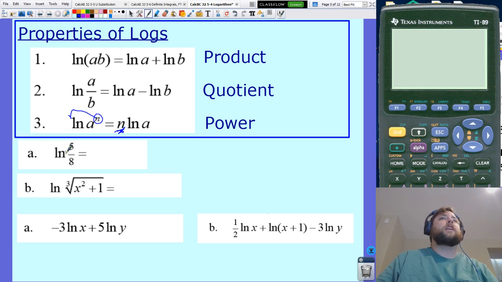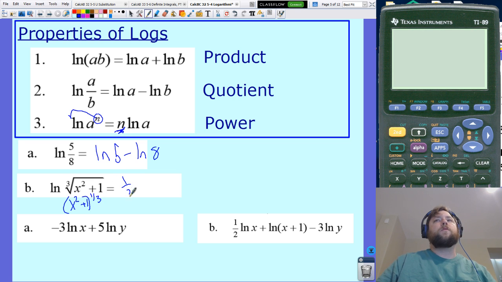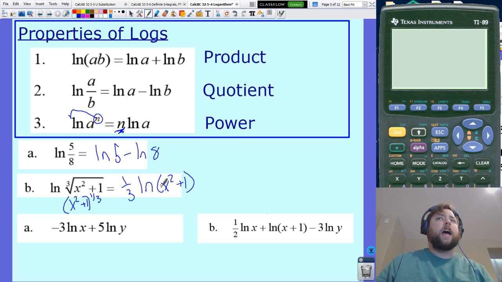So maybe if I wanted to take a problem like this and expand it, this would expand to natural log of 5 minus log of 8. This one, so this cube root is the same thing as x squared plus 1 to the 1/3 power. So I can rewrite that as 1/3 natural log of x squared plus 1. Since they're connected by pluses and minuses, I can't just take out that squared. I can't break this up either. That's the best I can do. If it's plus in here, it doesn't work this way at all.